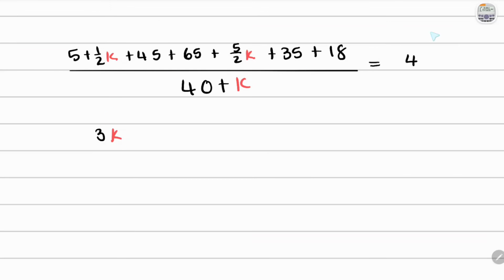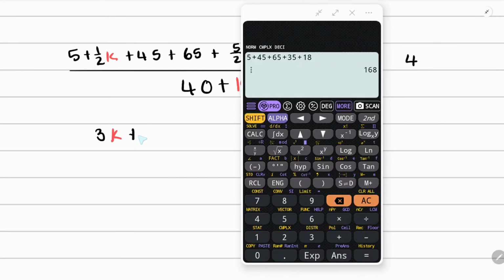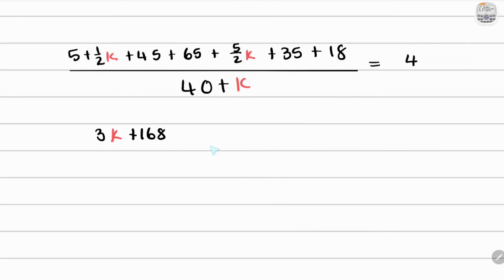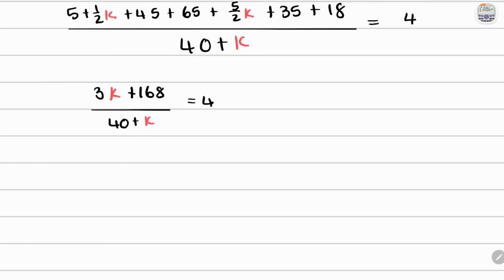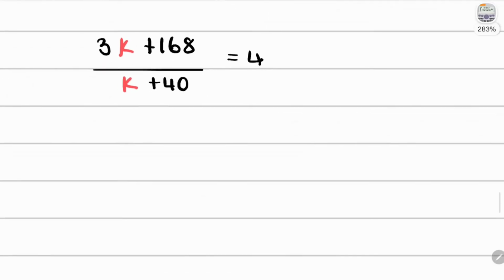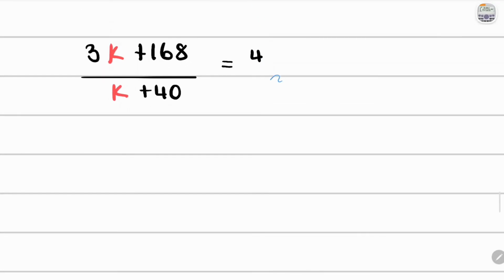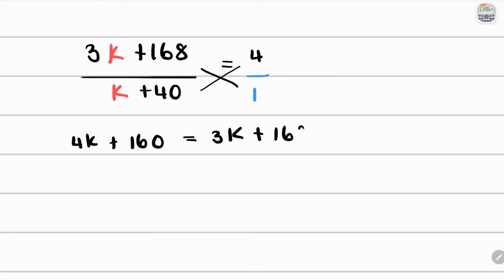And then let's just add the numbers up together. When we add the numbers, we get 168. And so this goes all over 40 plus k and then is equal to 4. So you can rewrite this as k plus 40. That's also fine. Okay, so we can just go ahead and cross multiply. So you know that this has a natural denominator of 1. So when we cross multiply, we'll cross here like that. And that gives us 4k plus 160 is equal to 3k plus 168. You need to multiply that with k and 40.